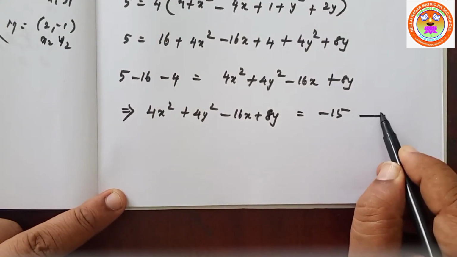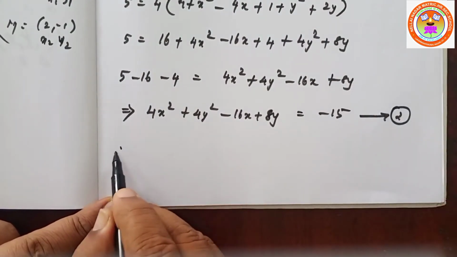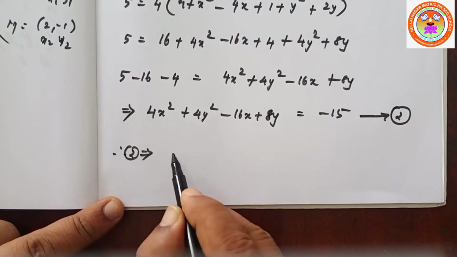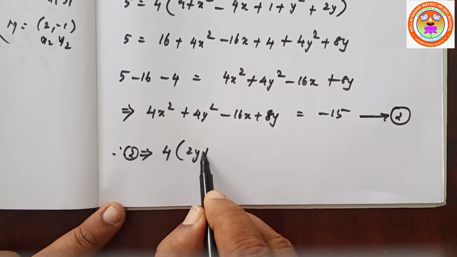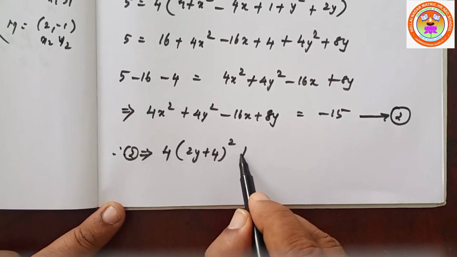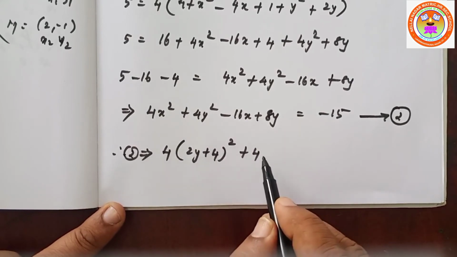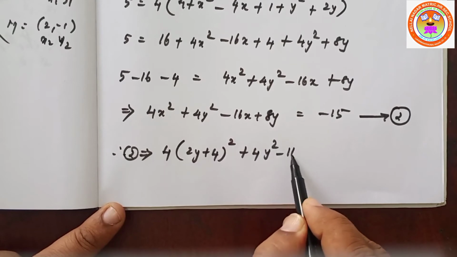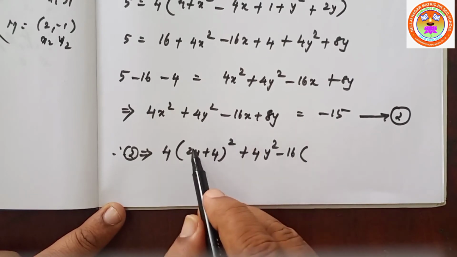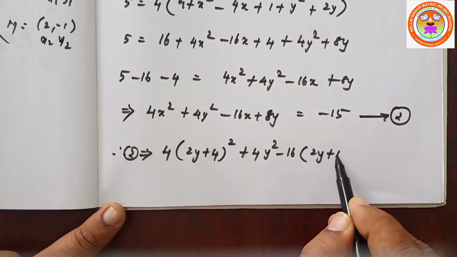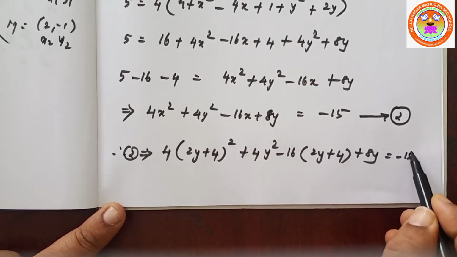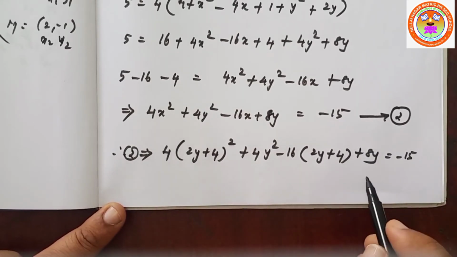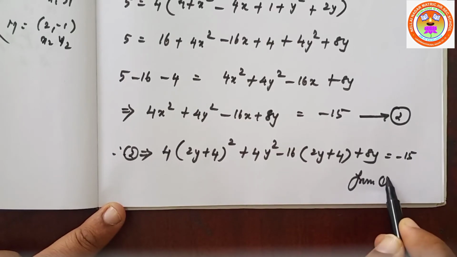And let it be number 2. Equation number 2 implies 4 into x can be replaced by (2y plus 4) the whole square plus 4 into y squared minus 16 into x. What is x? x is equal to 2y plus 4, plus 8y, that is equal to minus 15. This x value is taken from which equation? First equation.